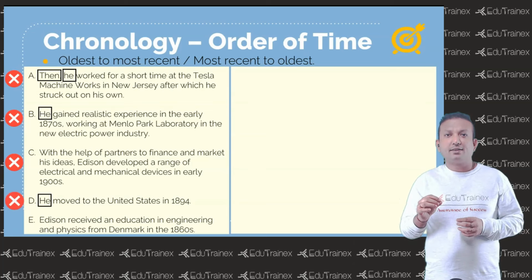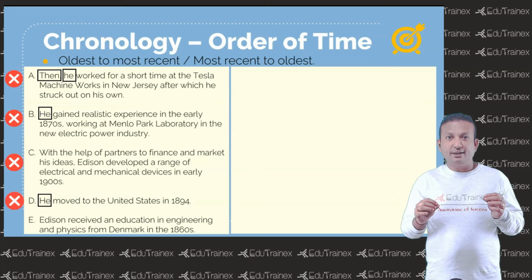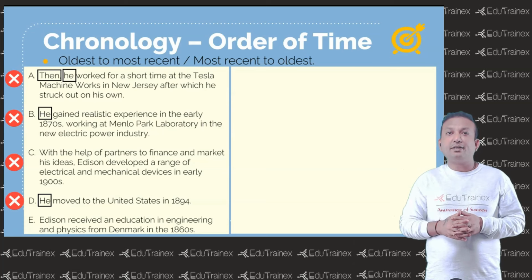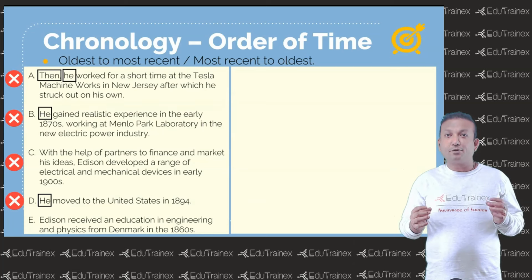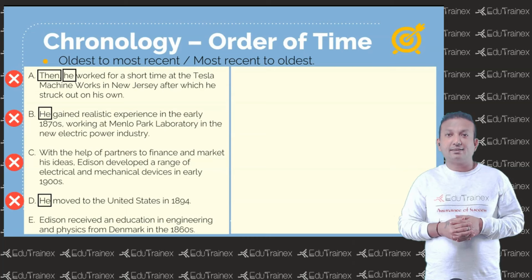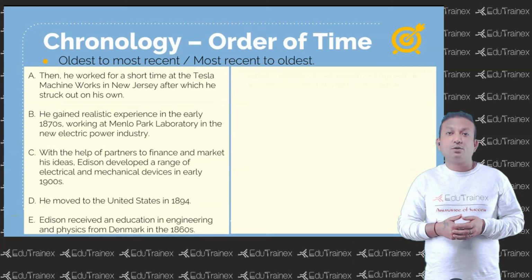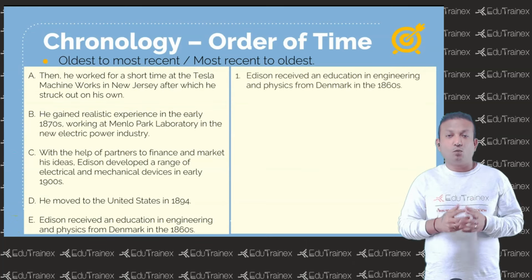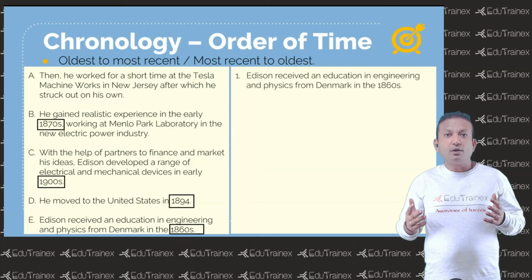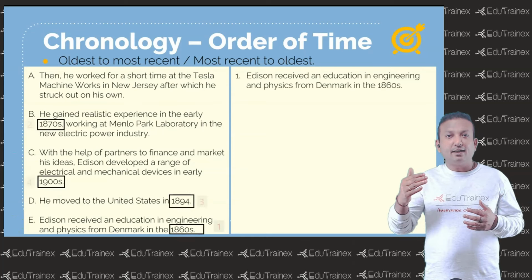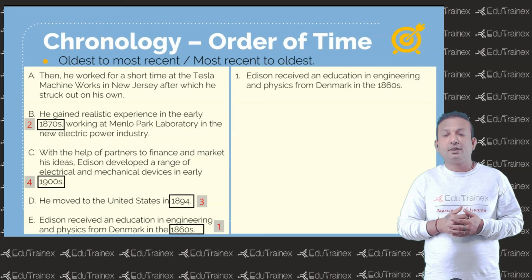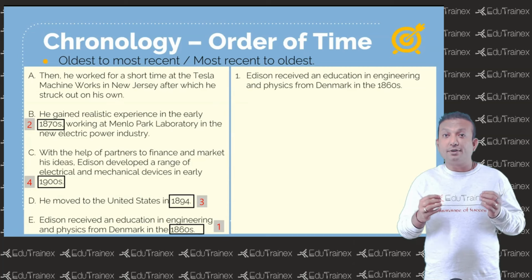So the only sentence that we are left with is option E. Read it. Edison received an education in engineering and physics from Denmark in the 1860s. Now this one clearly sounds like the topic sentence as it is introducing the topic. So this is our first sentence. What is the second one? Let's find all the other dates in the sentences and arrange them in the ascending order. Be mindful that not all the sentences will have dates. So you need to use the other clues to figure that out.